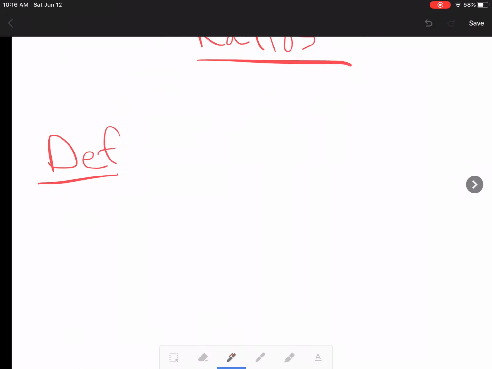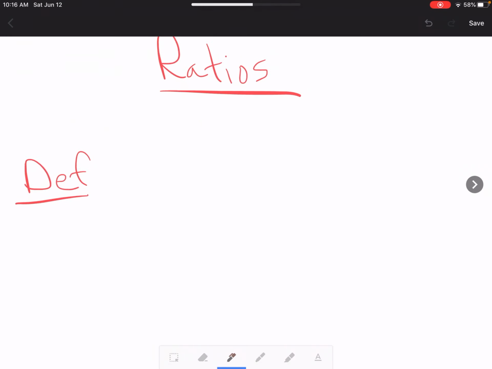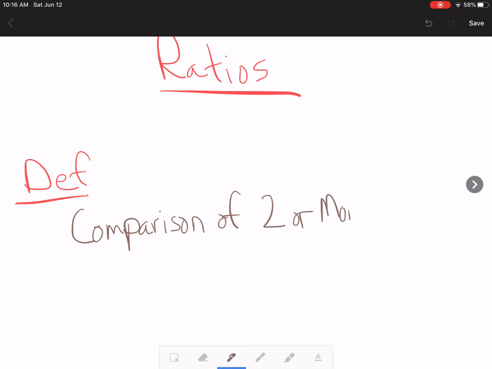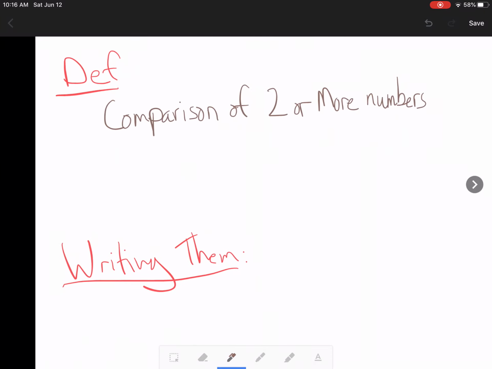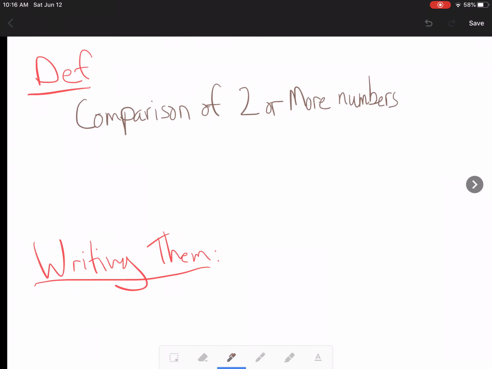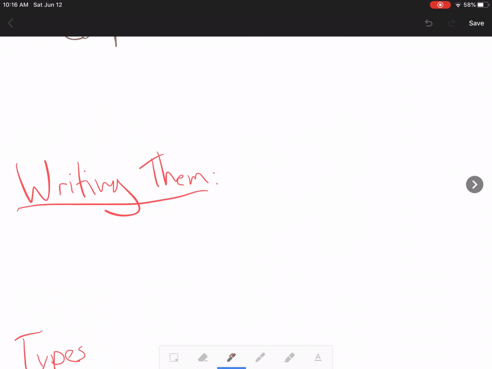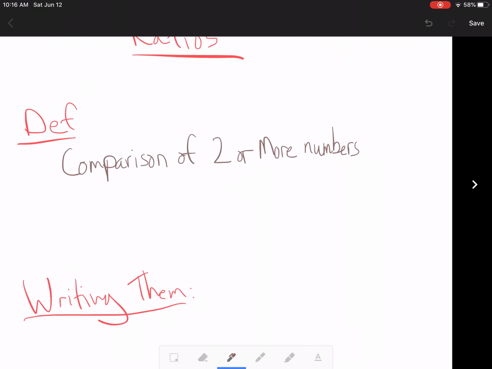Now, what ratios are, let's just line that up. Our definition, it's going to be a comparison of two or more numbers. And that's pretty much all it is, we're comparing two numbers. And there's several ways that we can go about writing ratios.